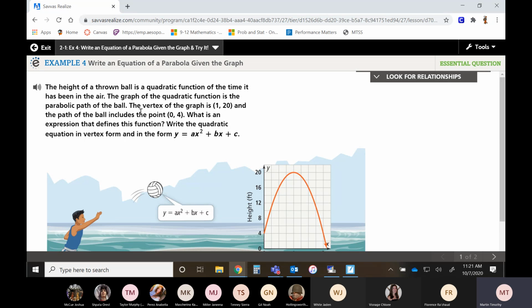But all you have to do is go, the vertex of the point is (1, 20). I'm going to underline that. The path of the ball includes the point (0, 4). I'm going to underline that. What is the expression that defines this function? Write it in vertex form. So that's what I'm doing. Basically, they told me the vertex, they told me the y-intercept, and I'm going to write it in vertex form.